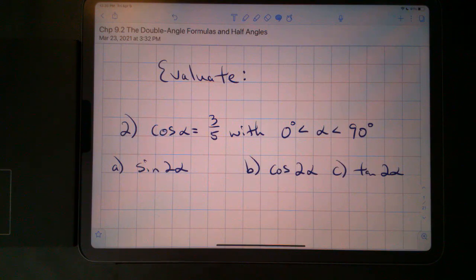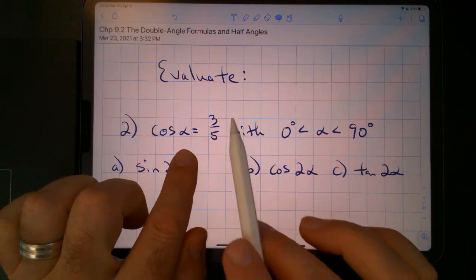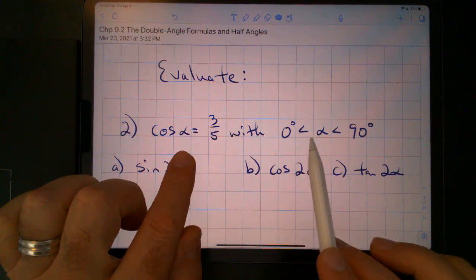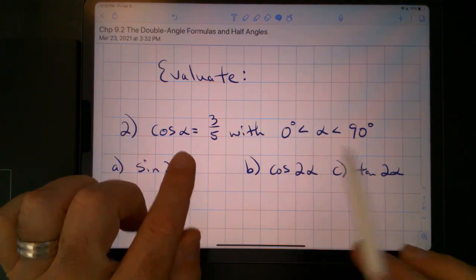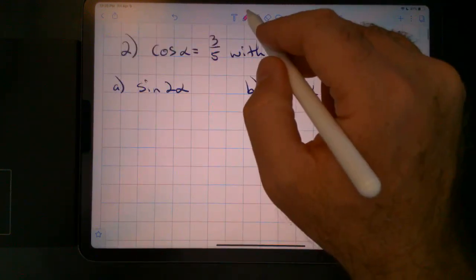Hello. So here I'm going to do some problems with the double angle formulas and half angle formulas. So I need to evaluate cosine alpha equals 3 over 5, and this says we're in quadrant 1. So let's draw a diagram of that.